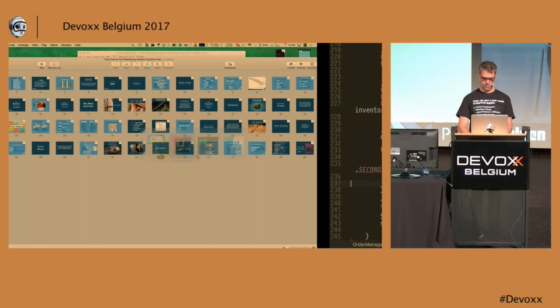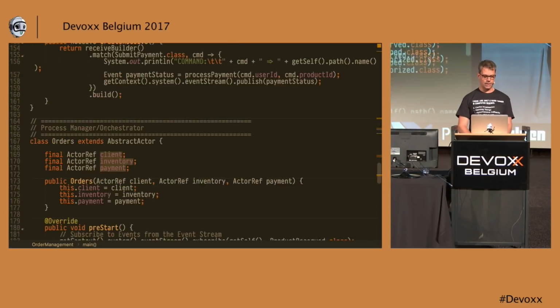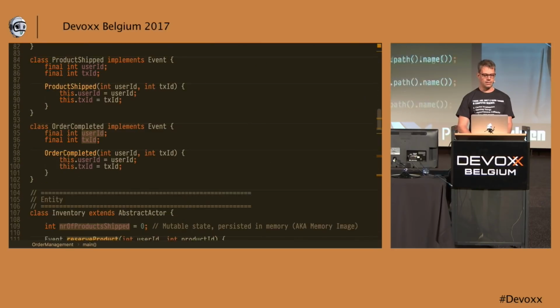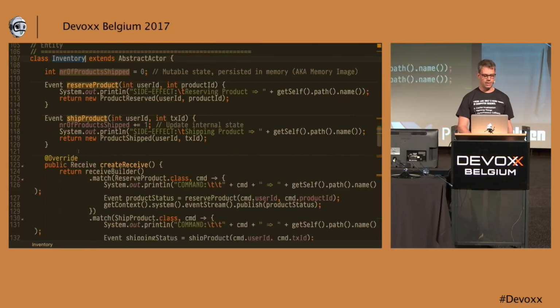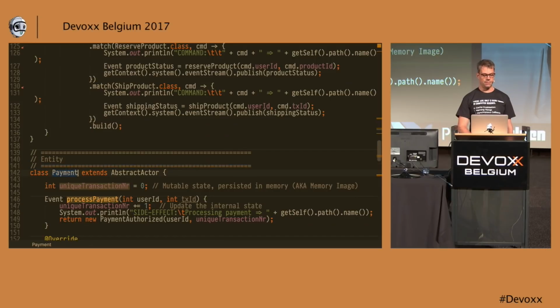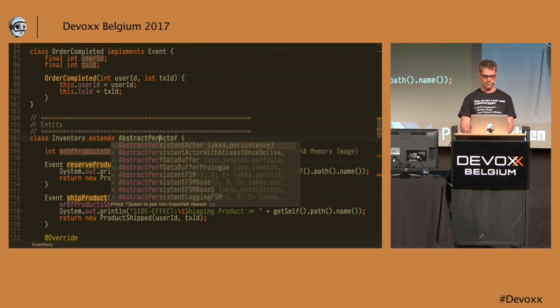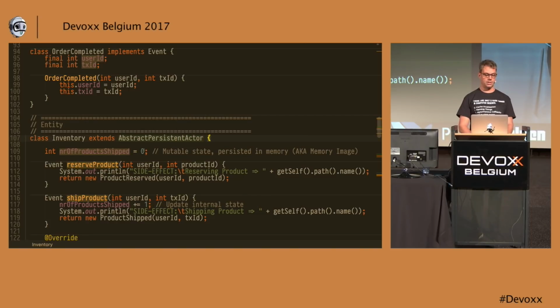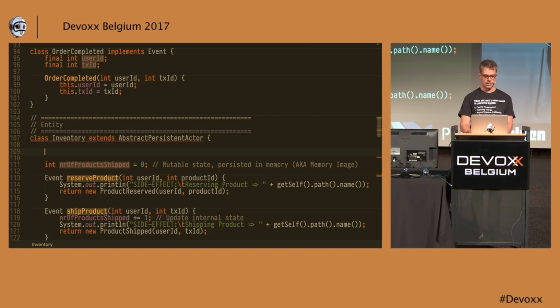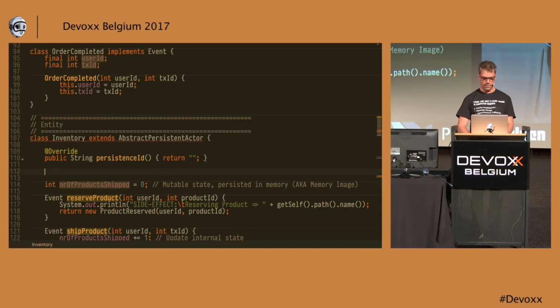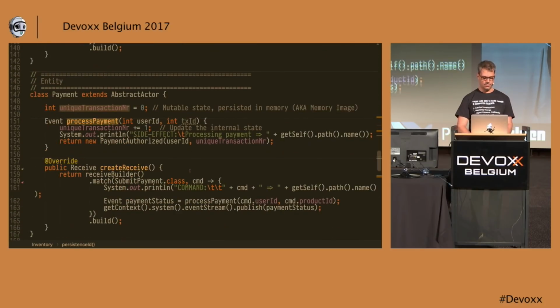So what we want to do here now is take each one of these entities, the inventory entity and the payment entity, and make them event sourced. In Akka, the only thing we really need to do is say that this should instead be a persistent actor, and we also need some scaffold. We need to say this should have a persistent ID, and give it a name here, inventory. Okay, and same thing with this one here.